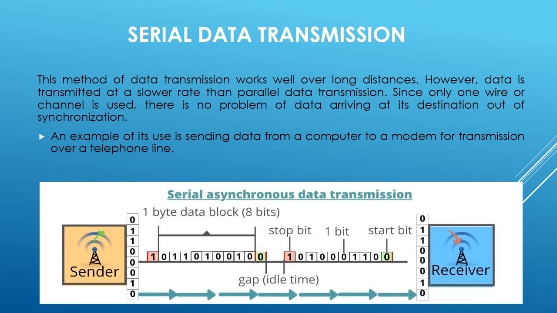So here you can see a sender is sending the data towards a receiver, and data is transmitted in the form of bytes. Each byte is sent through the same wire and its bits are transmitted one by one, and then the next byte is sent, and then the next byte is sent, and this is how serial data transmission will be held. We will see what is asynchronous or synchronous transmission later in this lesson.